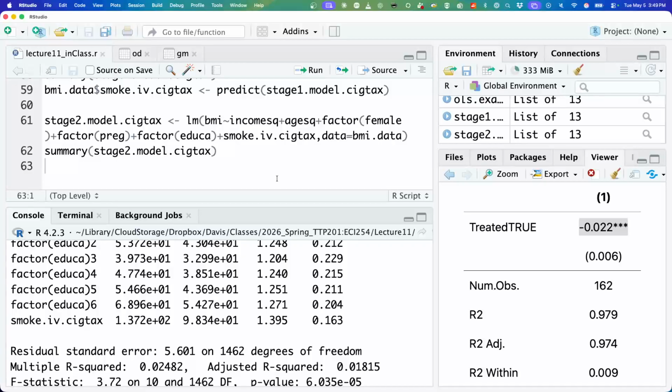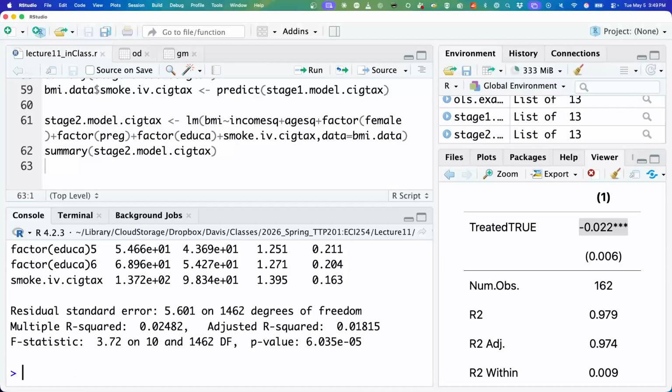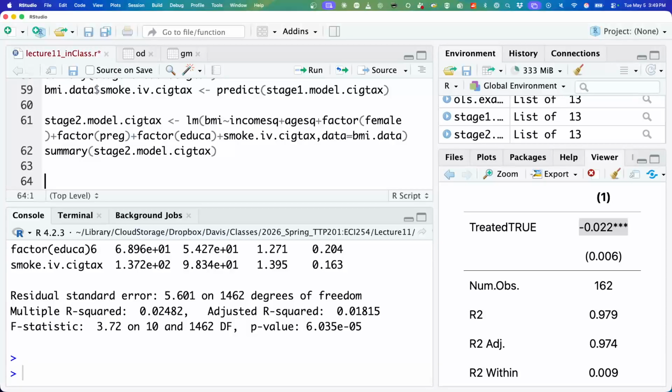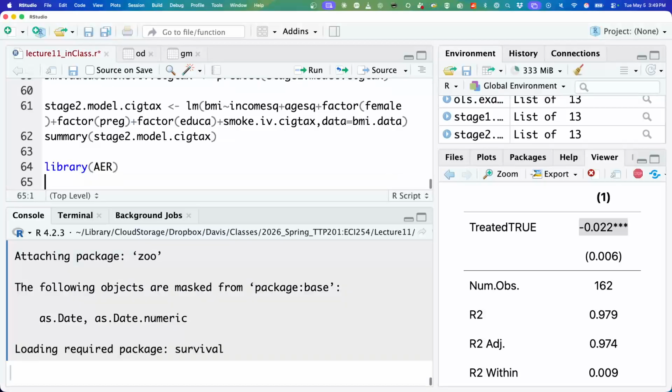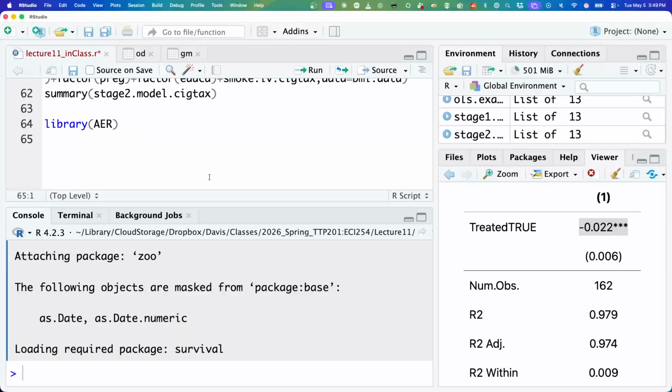This walkthrough, again, is just to make sure that we're familiar with the procedure happening behind the 2SLS model. Okay, so we need library AER. That is the package that has automated IV regression, applying 2SLS. So we can see what that looks like.